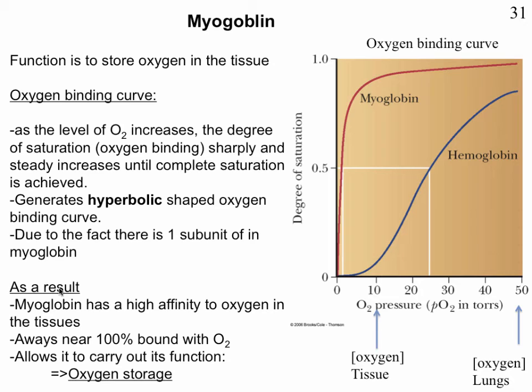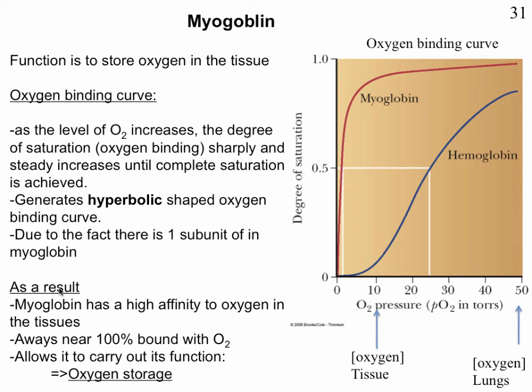So if we compare the concentration of oxygen in the lungs versus the tissues, we can see in the tissues it's about 10 torr. So if we go up, we can see that approximately 100% of myoglobin is bound to oxygen. So now it's serving its role, which is to bind to oxygen and carry out its function of oxygen storage.